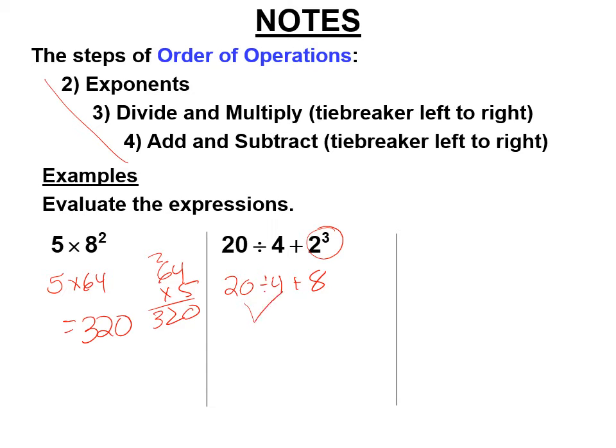Now we have to go over here and do this division first, because we got our exponents done, but now we're going to have to do our dividing and multiplying. 20 divided by 4 is 5. 5 plus 8, 13. Here, there's an exponent, so let's do that.